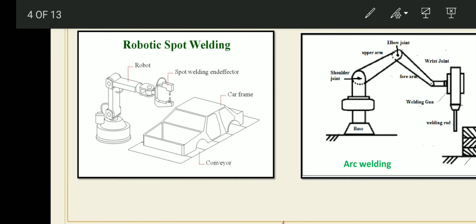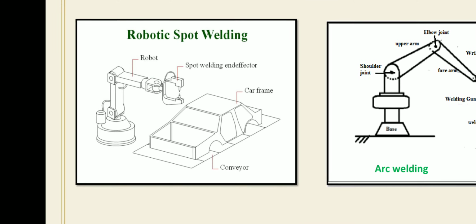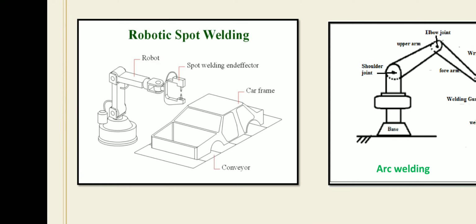Before that, we already discussed general considerations for selecting a robot, including layout and work cell for material handling and machine tending operations. Today we are going to discuss the application of industrial robots for spot welding and for arc welding. This figure shows exactly the application of an industrial robot for spot welding.